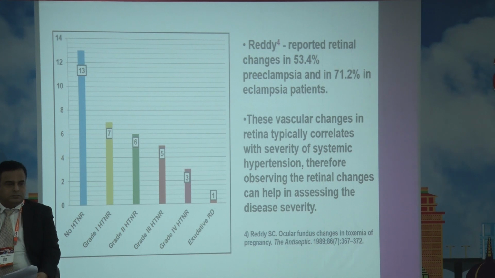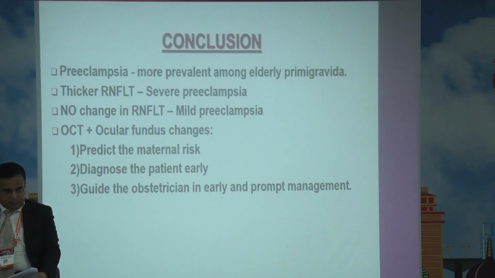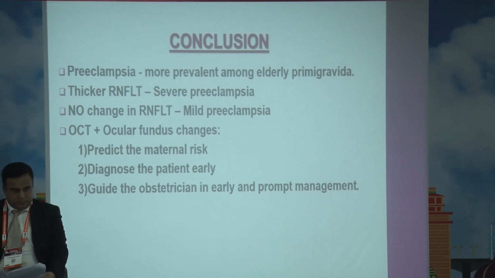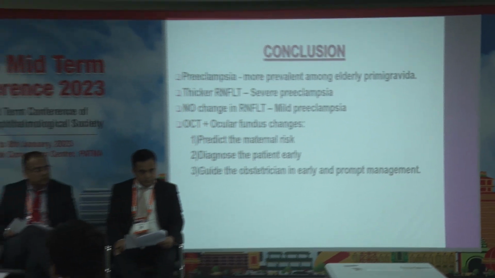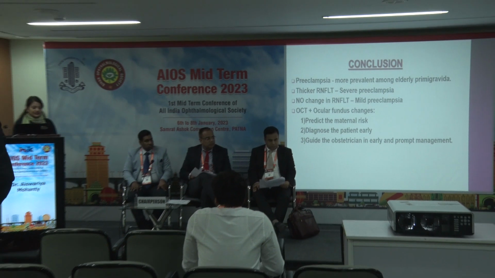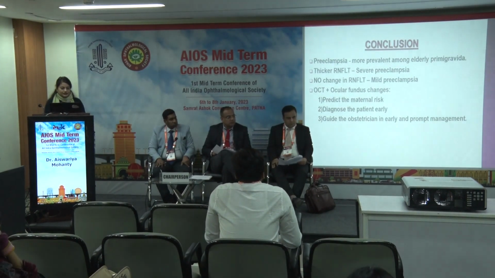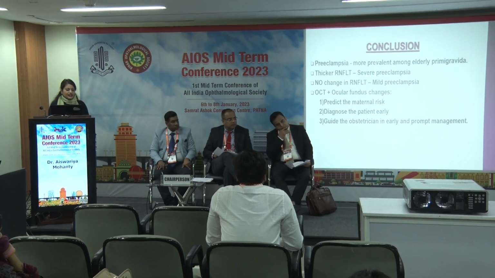These vascular changes in the retina typically correlate with the severity of systemic hypertension. Therefore, observing the retinal changes can help in assessing the disease severity. To conclude, I would like to say that preeclampsia was more prevalent among the elderly primigravida in this study. Severe preeclampsia had thicker RNFL layer thickness during pregnancy, which decreased significantly postpartum. At the same time, there was no change in mild preeclampsia.